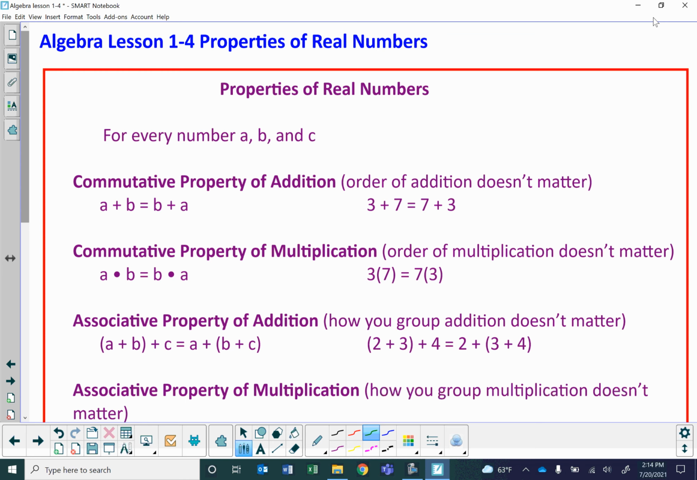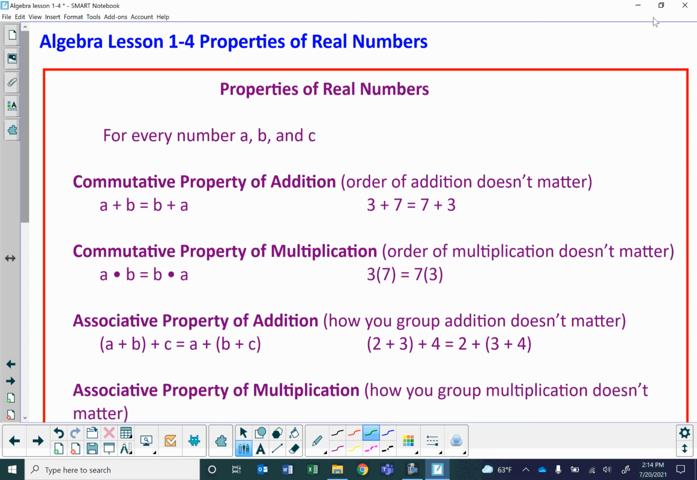The commutative property says that order of addition or multiplication, well, there's the commutative property of addition, which says the order of addition doesn't matter. 3 plus 7 is the same as 7 plus 3. Then there's the commutative property of multiplication, which means the order in which you multiply things does not matter. I can multiply 2 times 3 times 7, or I can multiply 7 times 2 times 3, and I will still get the same answer both times.